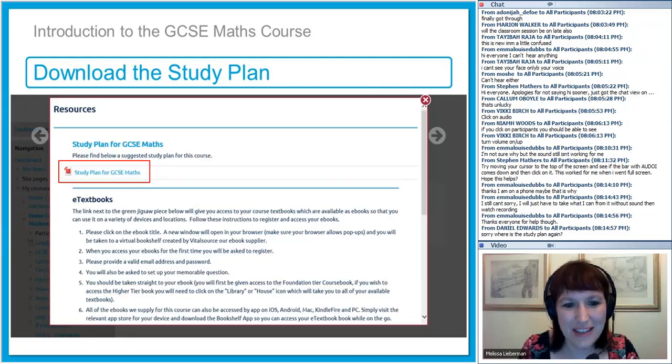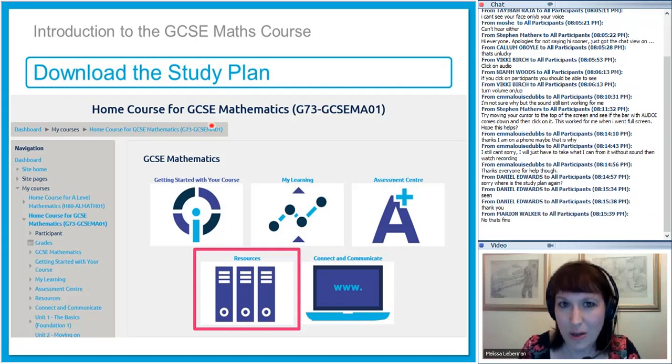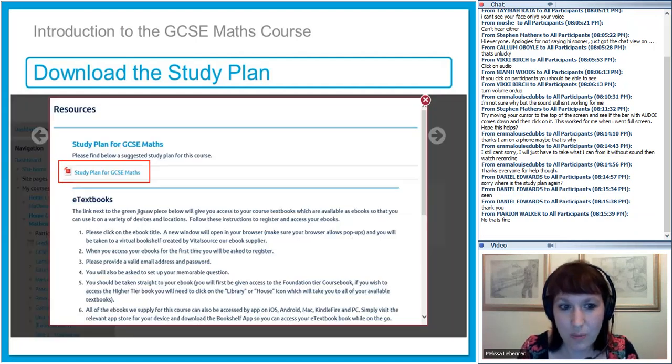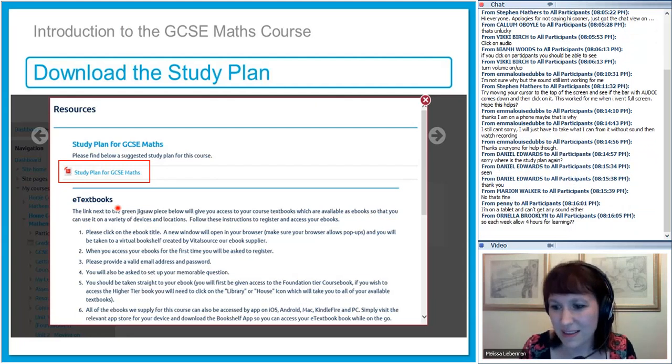So I'm just going to go back a couple of slides. When you log into your main course page, let me just turn on the pointing tool. Log into your main course page, and then where you see resources, click on that. That will take you to a page like this, and at the very top of the page, you'll see study plan for GCSE Maths. Whenever you see an icon like this, that stands for a PDF. So it will take you to a PDF, which you can then just print out. Underneath that is the link to your e-textbooks. Is that okay? On the tablet.